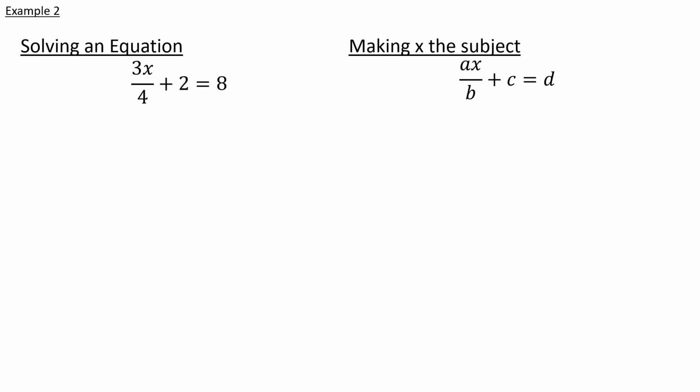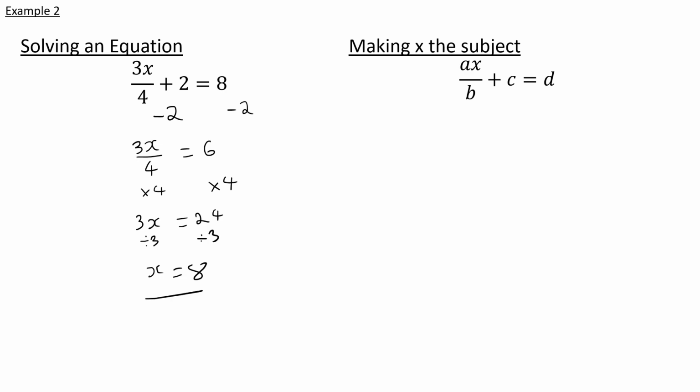Here's another example. If I were to solve this equation, I would first subtract 2 from both sides, which would leave me with 3x over 4 equals 6. I could then multiply both sides by 4, which would leave me with 3x is equal to 24. And finally, I would divide both sides by 3, giving me x equals 8.